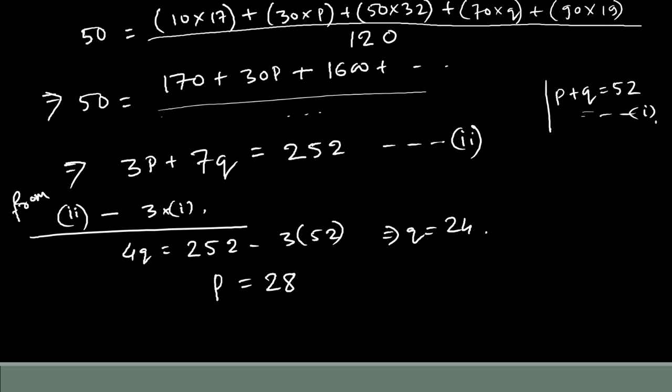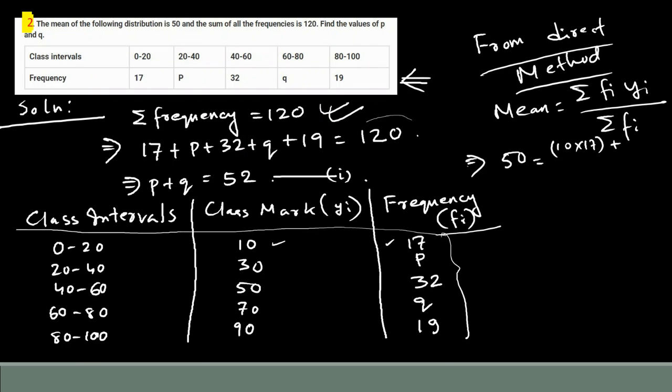So hope this is clear to you there. So this is how you will find the value of p and q. You can just write the answer: p equals 28, q equals 24, right? So they asked you to find the values of p and q.